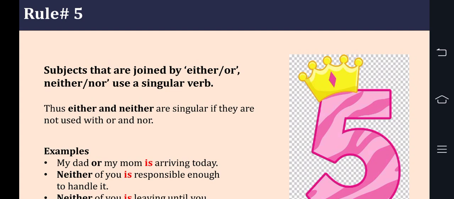Subjects that are joined by either or, neither nor use a singular verb. Let me repeat. Subjects that are joined by either or, neither nor. Don't forget it. Either or, neither nor. Thus, either and neither are singular if they are not used with or and nor.